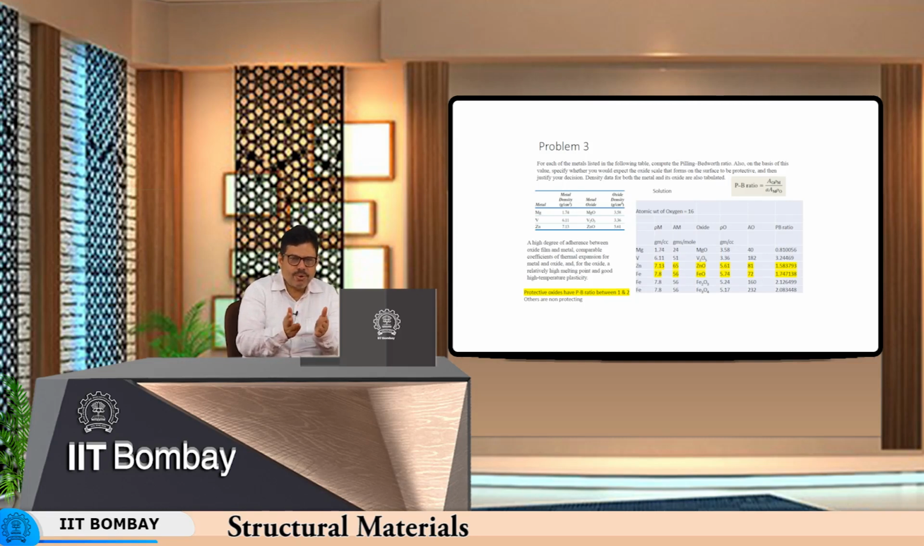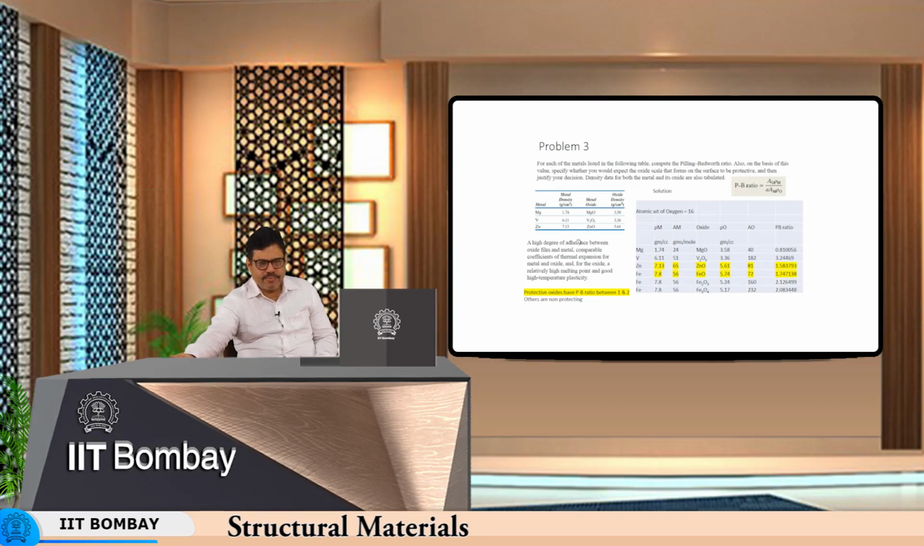If A0 rho m upon Am rho naught, that is A0 rho m divided by Am rho 0, is equal to 1, that is the most ideal situation where there is absolutely no change in volume. But now in this case, the overall volume of the oxide is less, so it is porous, and so it is unable to protect the base metal from further oxidation.